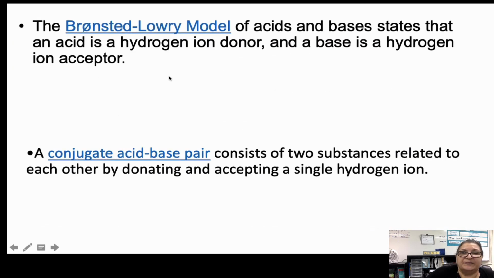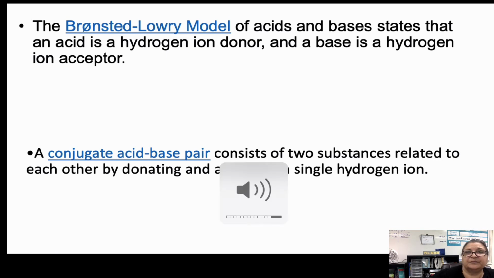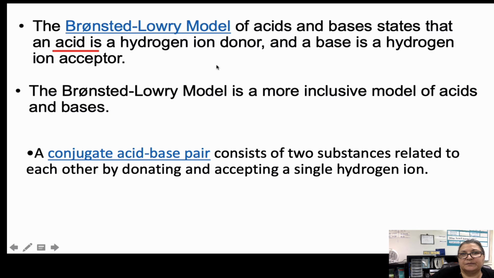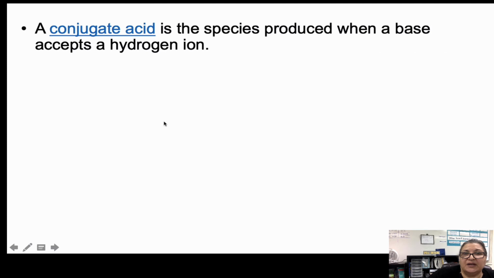Now, Bronsted. Here, the Bronsted-Lowry model. A model of acids and bases in which an acid is a hydrogen ion donor and a base is a hydrogen ion acceptor. Okay, so now we keep track of which one is going to donate the hydrogen and which one will accept. So they're both just in a relationship giving and taking hydrogen. Now once the one gains a hydrogen.